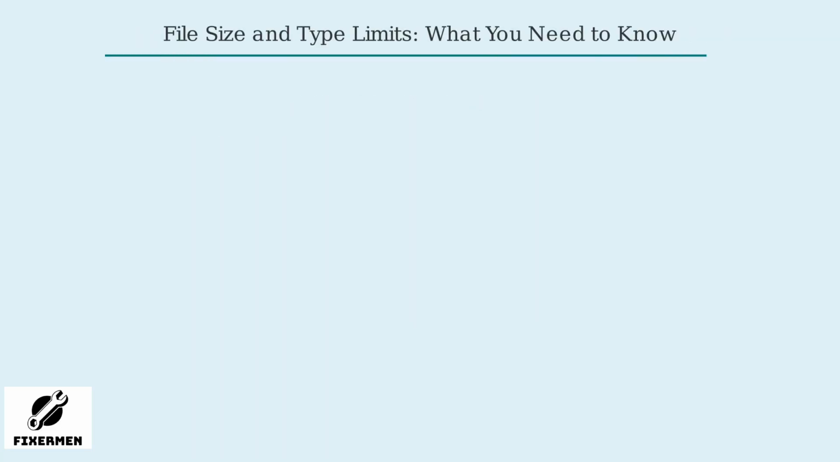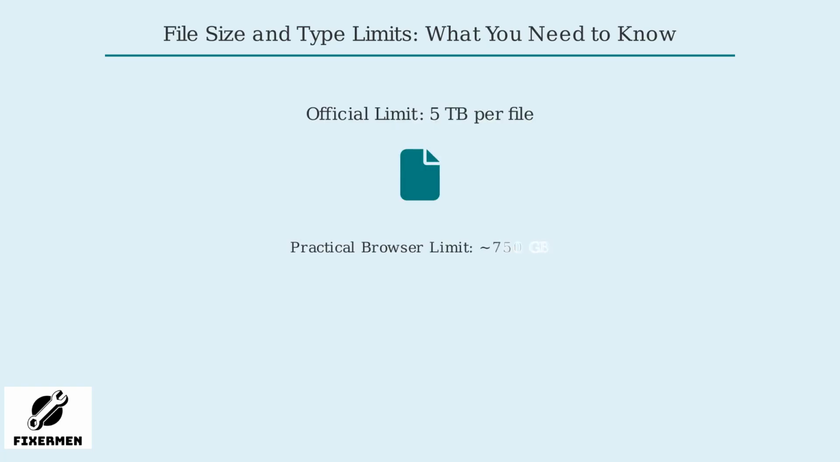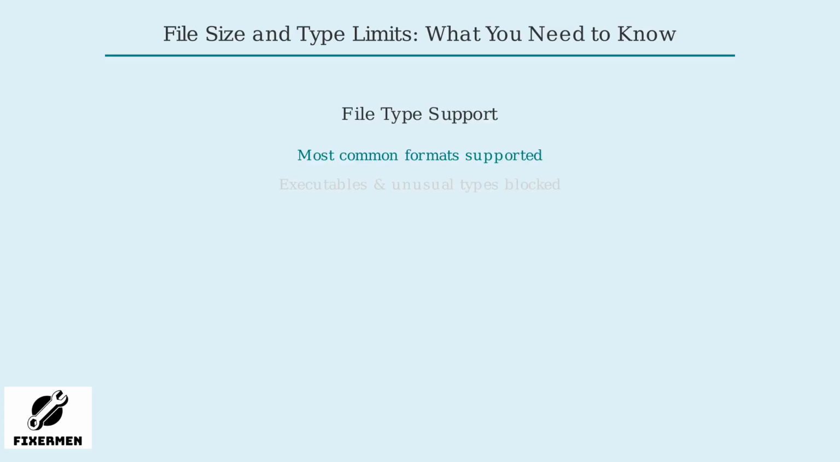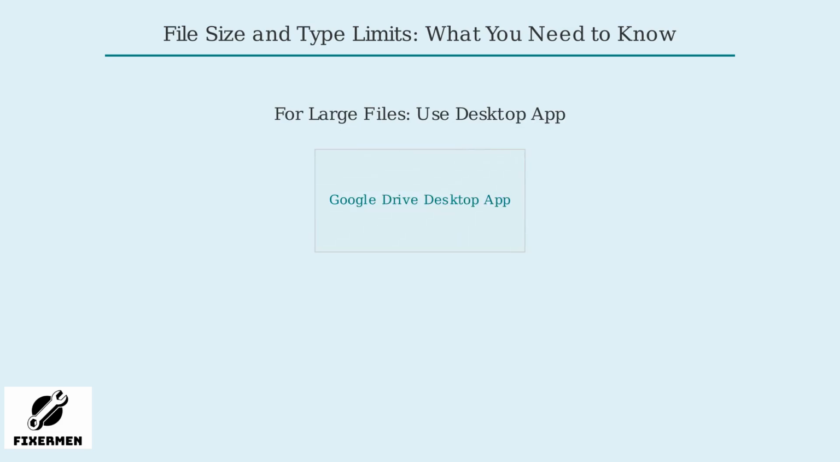Google Drive officially supports files up to 5 terabytes, but browser limitations often impose a practical limit of around 750 gigabytes per upload. Also, ensure your file type is supported. While most common formats work, certain executables or unusual file types may be blocked for security reasons. MIME types must match supported formats. If uploading large files, consider using the Google Drive desktop app, which handles uploads more reliably.